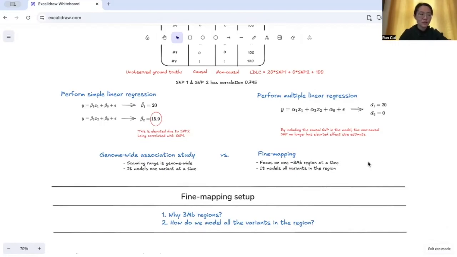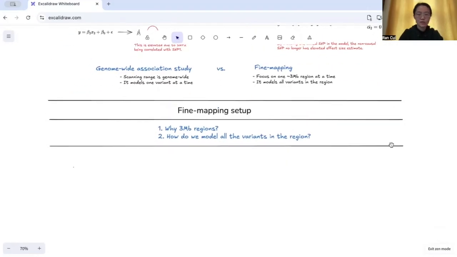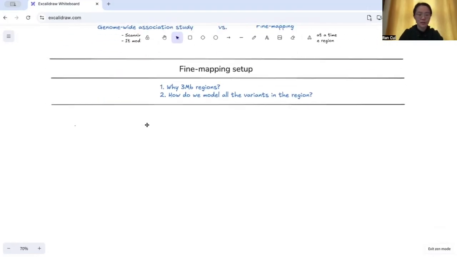You may have questions: why 3 megabase regions, and how exactly does the model take all the variants into consideration? So that takes us to the next section. These are great questions, by the way, that I came up with because I thought that you would ask. So the how of defining these 3 megabase pair regions is that we iteratively find 3 megabase windows around lead SNPs, and I'll talk about this a bit more in a few minutes.